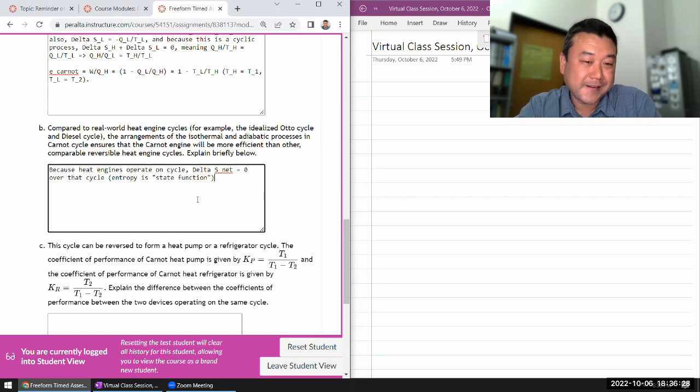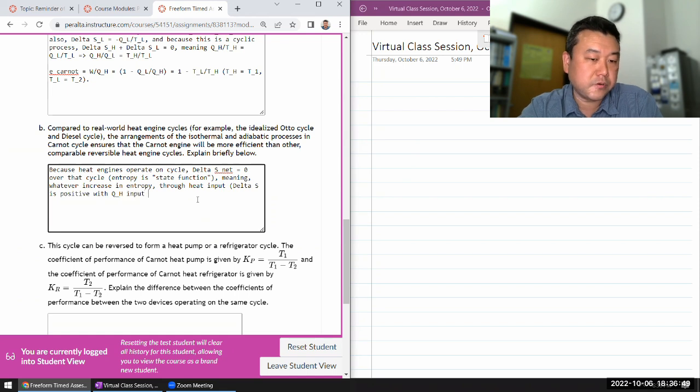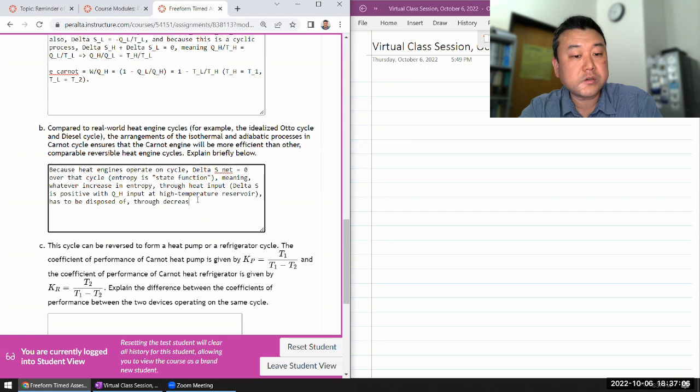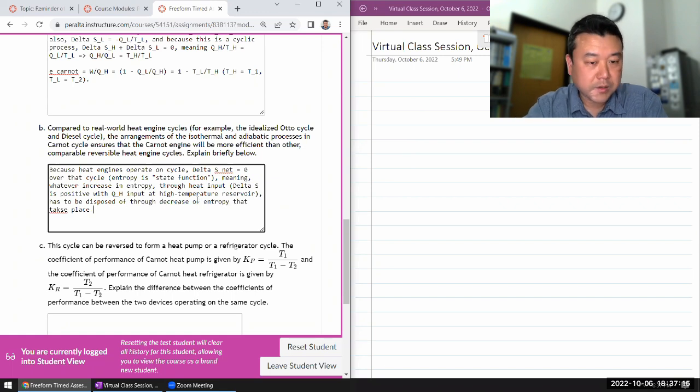Over the cycle, whatever increase in entropy through heat input, delta S is positive with the QH input at the high temperature reservoir, has to be disposed of through a decrease of entropy that takes place with heat output, delta S is negative with a QL output at the low temperature reservoir.